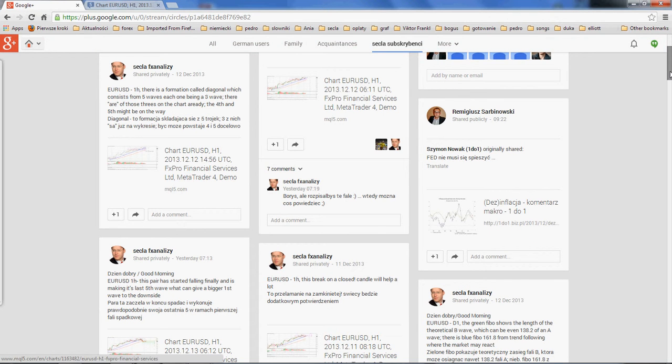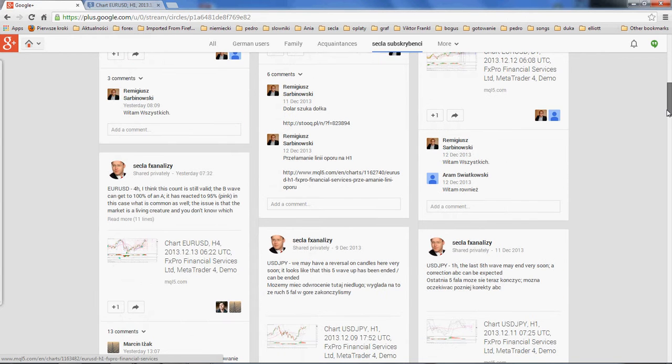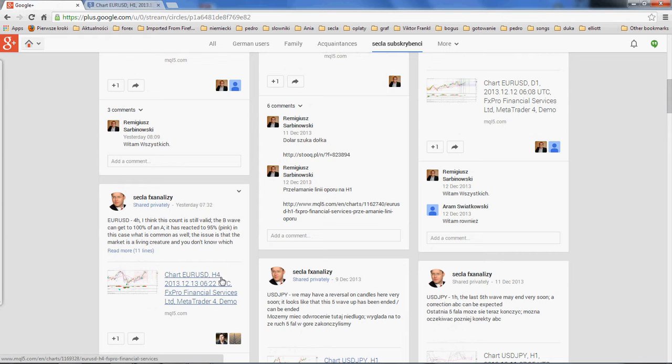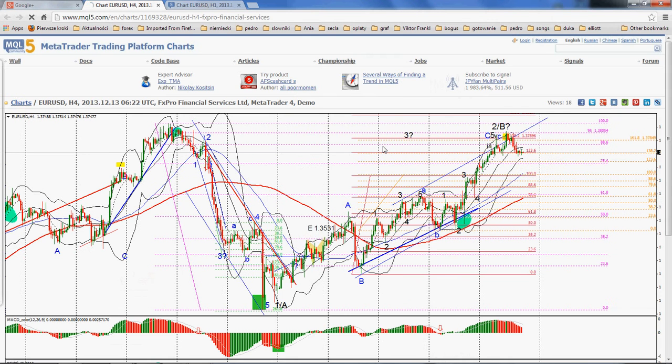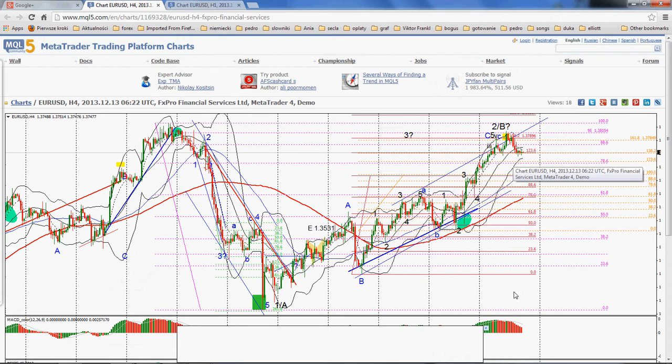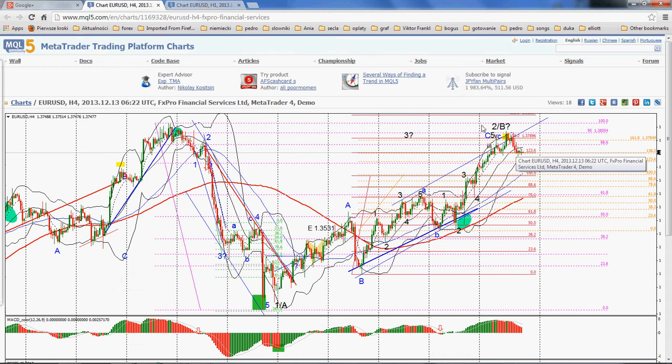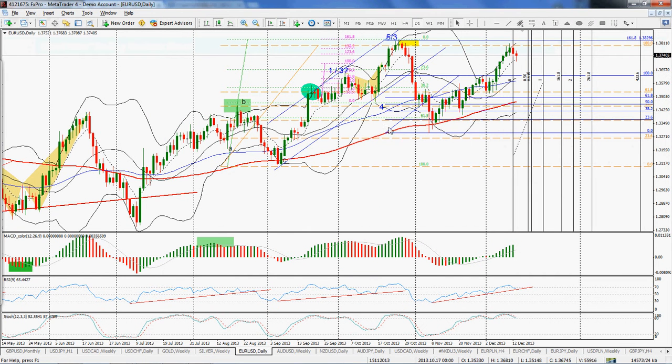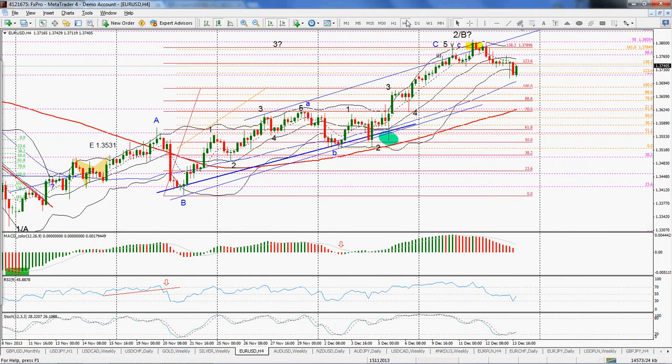Yeah, this is the count on the one hour chart, where I was saying that I think it's still valid because the market was not able to break this top. Now I'll switch back to the current chart, and you can see we had the reversal around this level. Okay, so the market was not able to break this top.